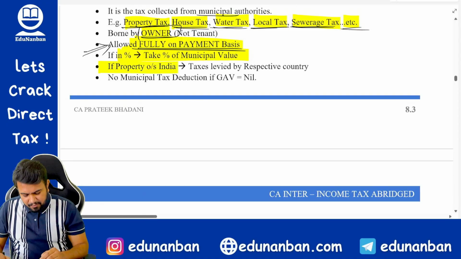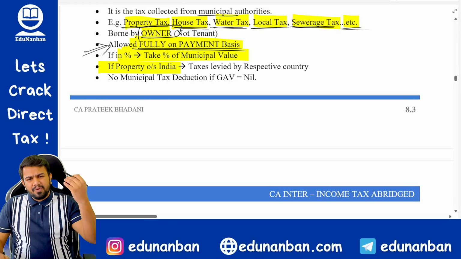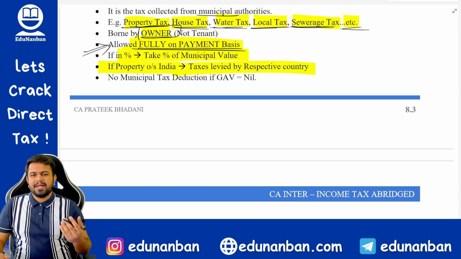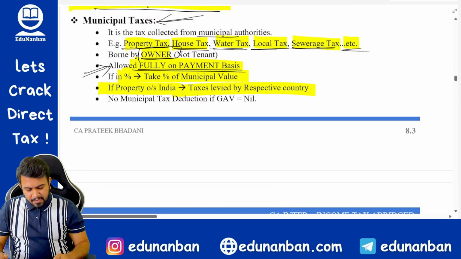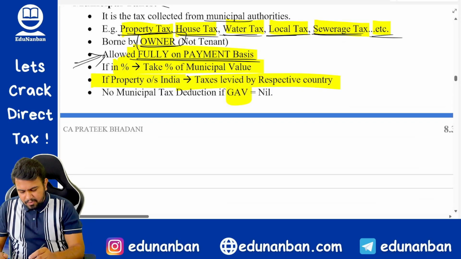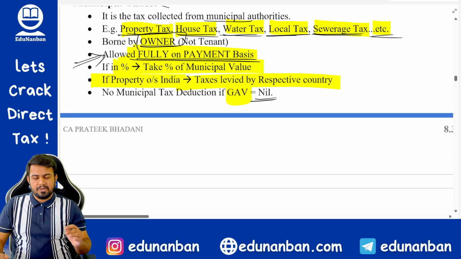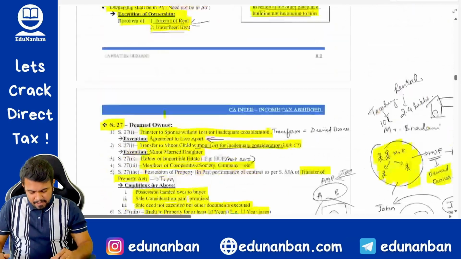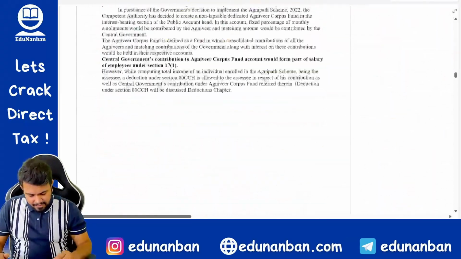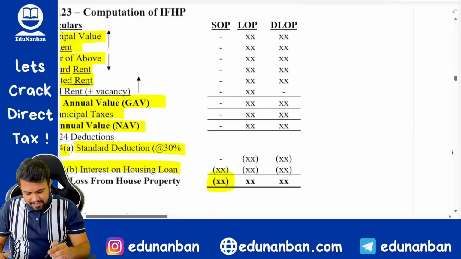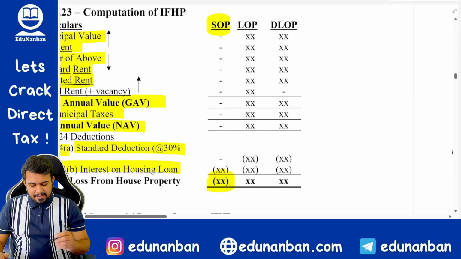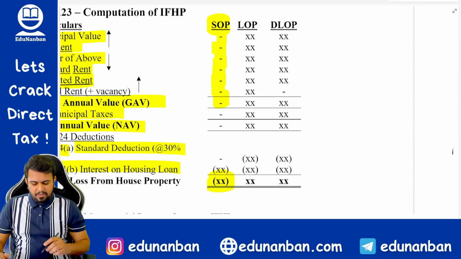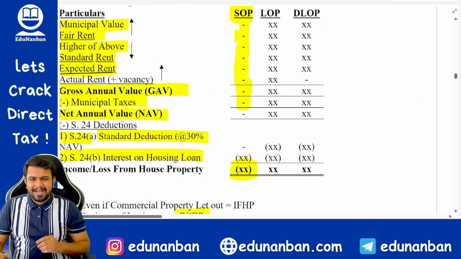Next, what if the property is outside India? Then for that property, for that local authority, if you are paying any tax, it will be called municipal taxes. Okay. Sir, if GAV is 0, then municipal tax deduction will also be 0. If GAV is 0, you cannot reduce the municipal taxes. So see here, when I come to this computation, if there is a self-occupied property, then always, since there is no rent, the GAV will be 0. And you cannot take municipal taxes as deduction.